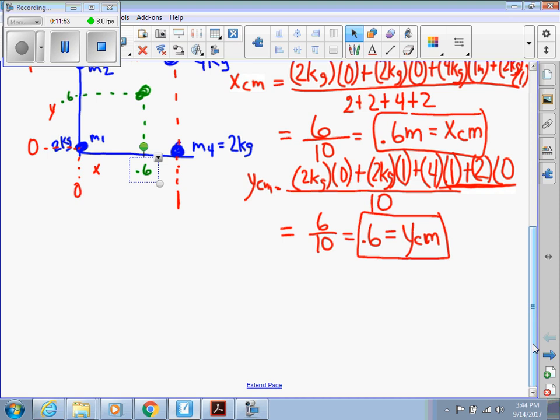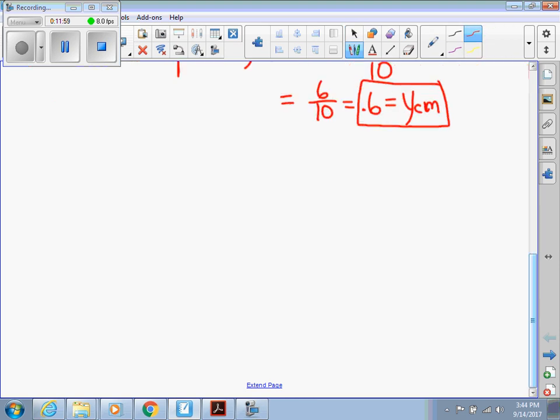So now let's talk about center of mass and velocity. If we look at a 1 kilogram object moving to the right with a velocity of 2 meters per second, and a 2 kilogram mass moving to the left with a velocity of 1 meter per second.